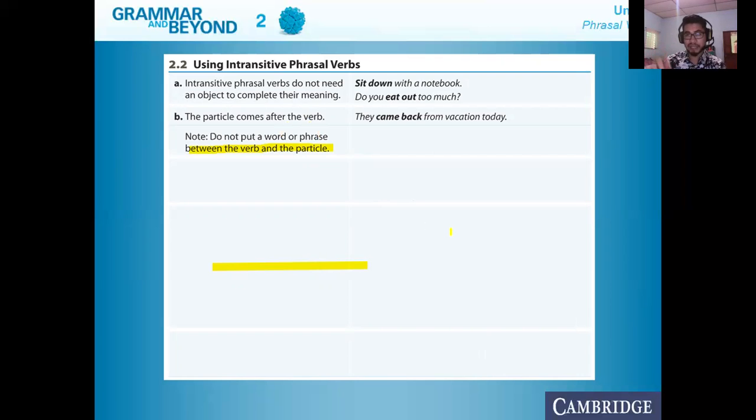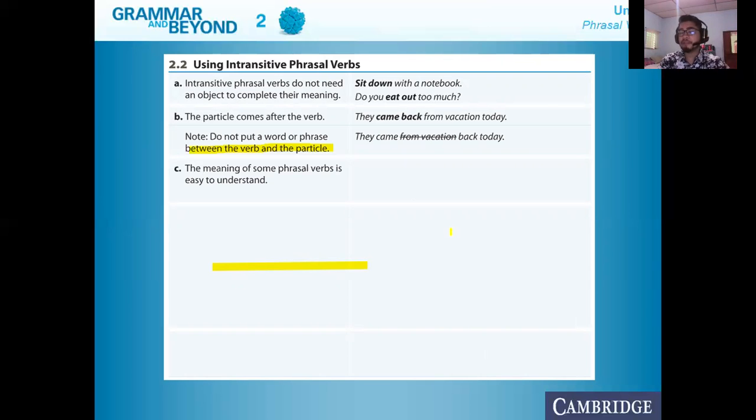Just to clarify, not in all the cases, but in most of the cases, they cannot be separated one from the other. You cannot say "they came from vacation back today." No, you say "they came back from vacation today," by not separating and with the subject in the middle.